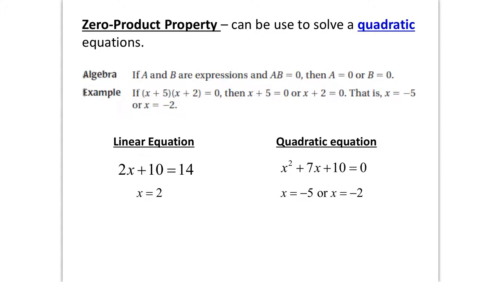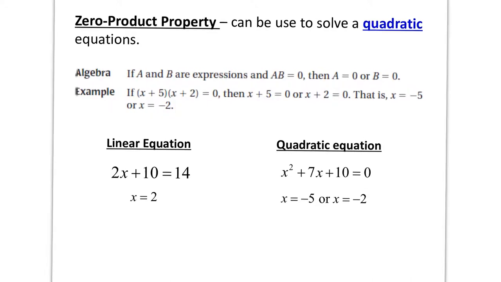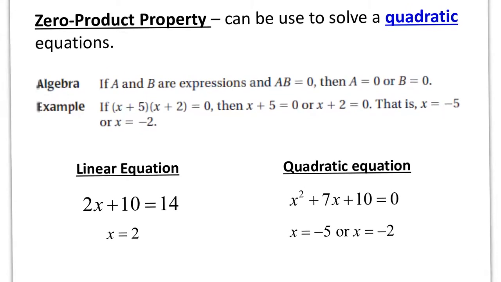So one of the things we can use in order to solve a quadratic equation is the zero product property. Now here's the catch. In order to use this property, we must have factors of a polynomial equal to 0. So that's why I give you guys the definition of the zero product property on the screen, and I give you guys an example of a quadratic equation.